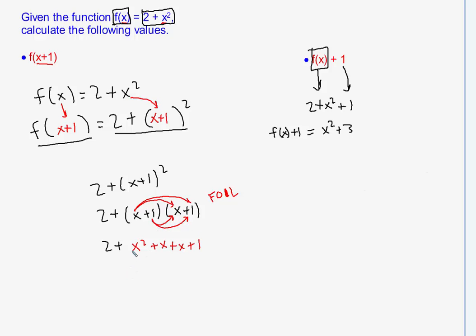In the end, I'd like to simplify the answer and put it in descending order and combine like terms. So x squared is my highest degree term. I have x plus x, which is 2x, and then I have 2 plus 1, or 3. And that would be the simplified version of this, but it would still be what you get when you evaluate the notation f of x plus 1.